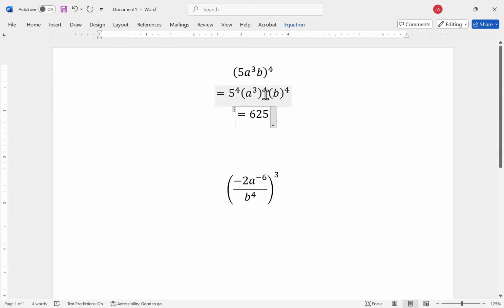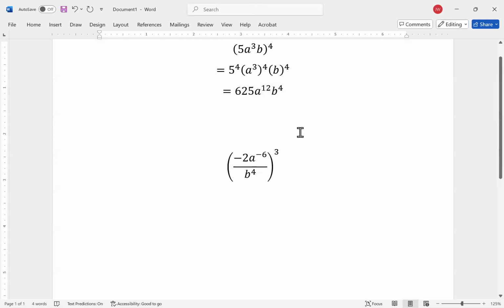These next two, we're using the power rule. A to the 3rd raised to the 4th power is going to be a raised to the 12th power. And b to the 1st raised to the 4th power, well, 4 times 1 is 4. That becomes b to the 4th power. And that's it. That's the final answer. All of the exponents are positive. I don't need to rewrite anything beyond that.